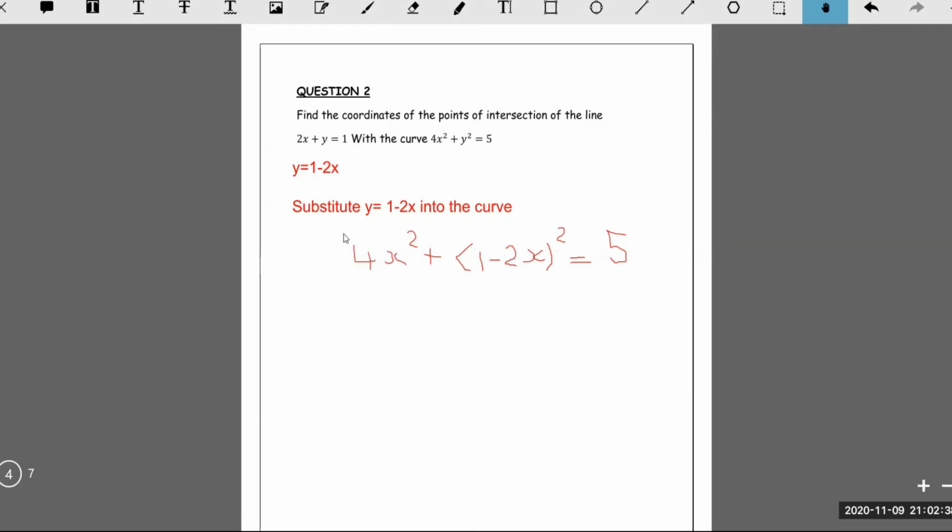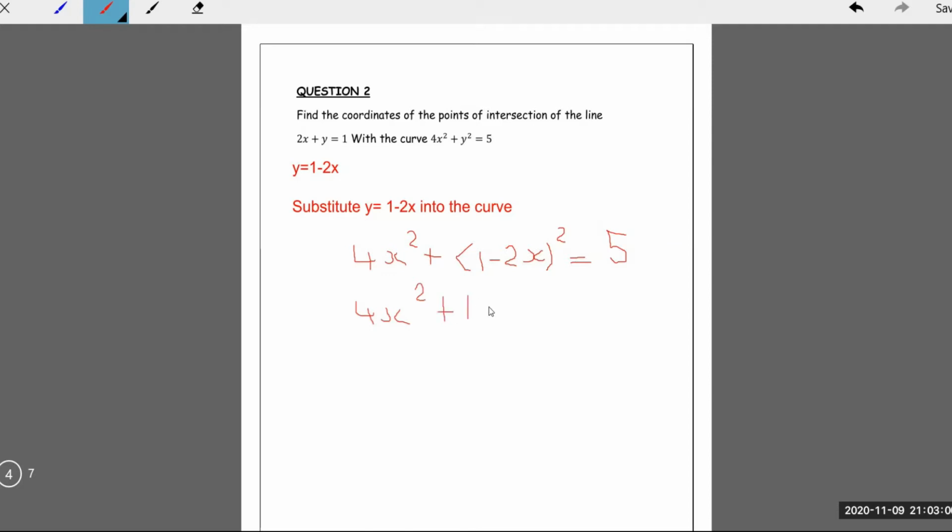So let's expand this out now. By expanding this out, we're going to have 4x squared plus, when I expand this right side, first term squared plus twice the product of the 2 plus second term squared. So it is plus 1 minus, twice the product of the 2 is 4 times x, plus second term squared is 4x squared. So that part is now plus 4x squared, and that's equal to 5.